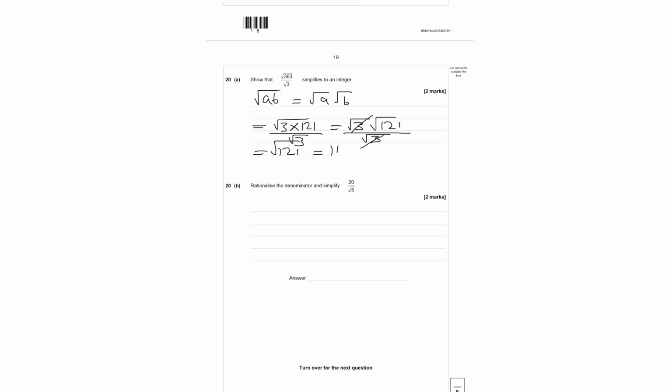Moving on to part B, we're told to rationalise the denominator and simplify. So the way we do this, if we start off with 20 over root 5, what we're going to do is times top and bottom by this value. When it says rationalise the denominator, what we're trying to do is get rid of the surd on the bottom. So by multiplying by another root, we just get the number inside the root. So we get 20 root 5 over 5, and we can just work out 20 over 5 is 4, so the answer becomes 4 root 5.